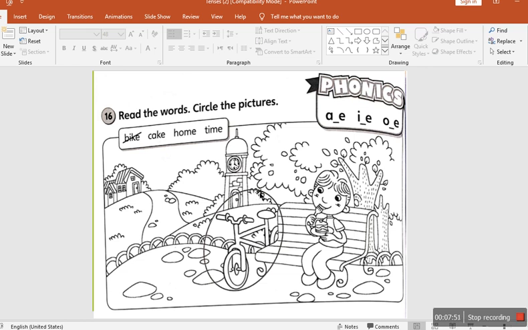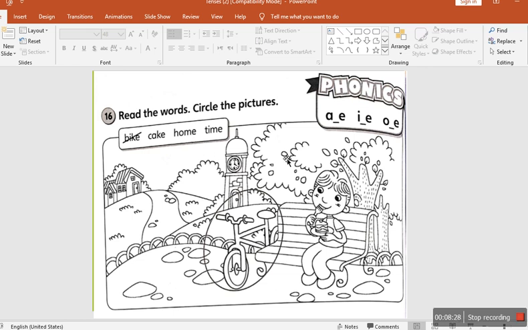cake. Can you look carefully and find exactly where the cake is? Where is cake? Look at this girl. What's she doing? She's eating what? Yeah, that's right. She's eating cake. So, this is cake. All you have to do is to circle this picture, and in order to make it a more beautiful picture, you can add some coloring to this.